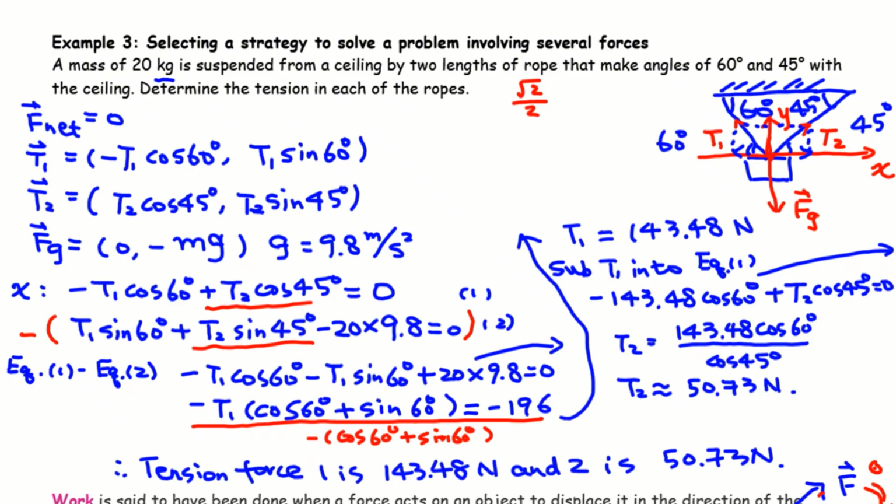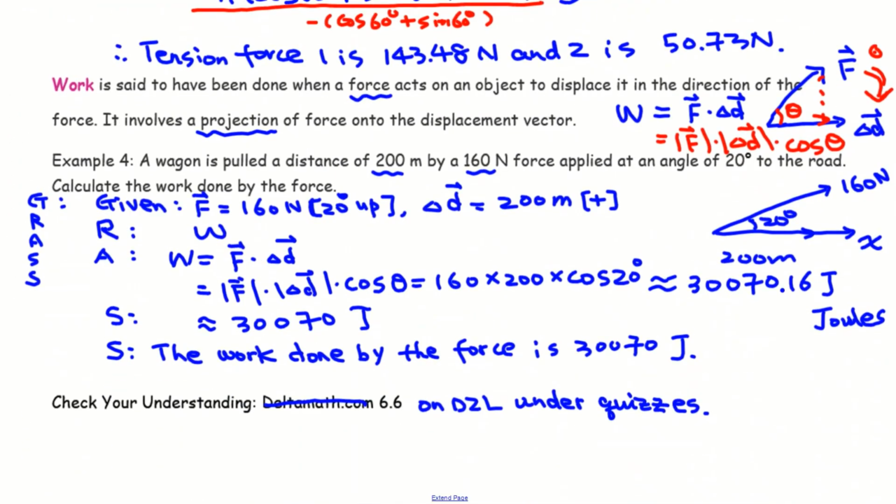Work is just the dot product of the force and the displacement. So it's the magnitude of force times the magnitude of the displacement times cosine theta.